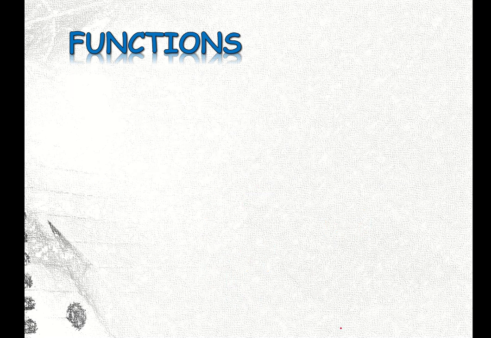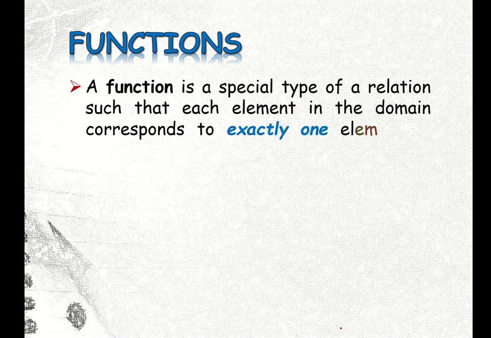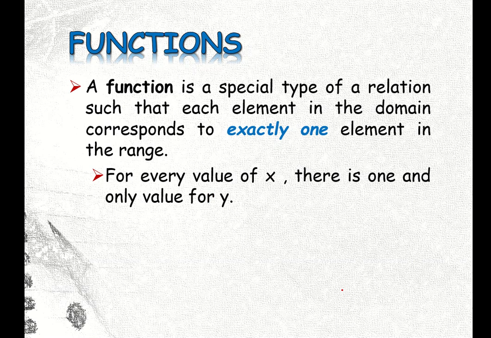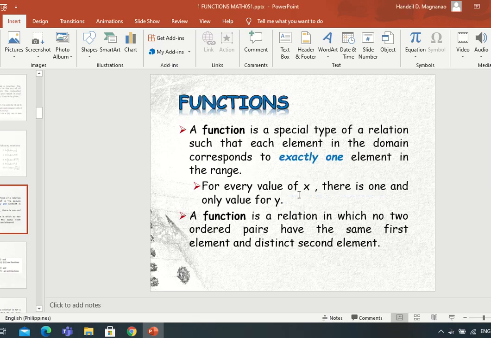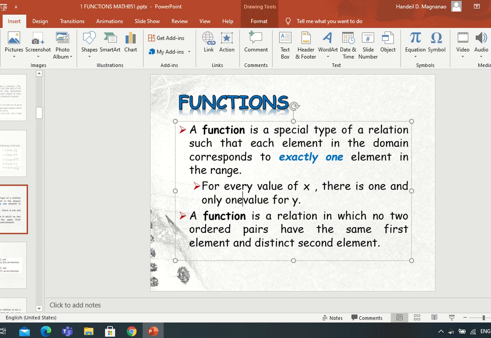Okay, next. A function is a special type of a relation such that each element in the domain corresponds to exactly one element in the range. Now, a function, a special type of a relation such that each element in the domain, meaning the first element, corresponds to exactly one element in the range. For every value of x, there is one and only one value for y. Is it clear?